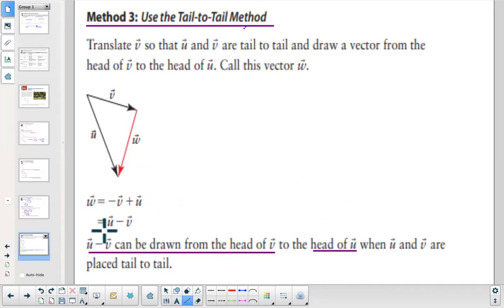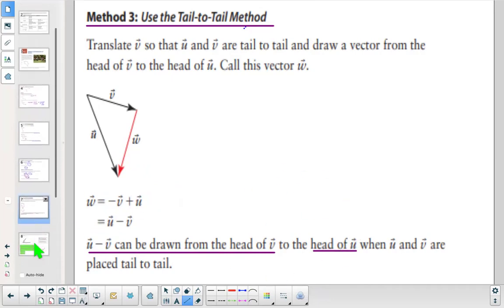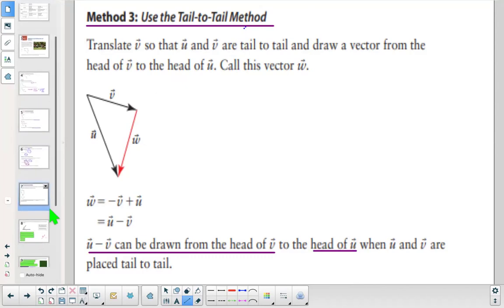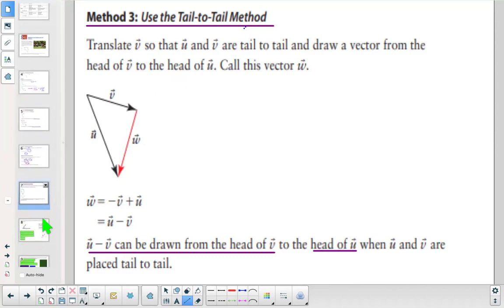There's so many different methods we can use. The tail to tip method is the most popular. And we're going to be using that for the more difficult problems today.